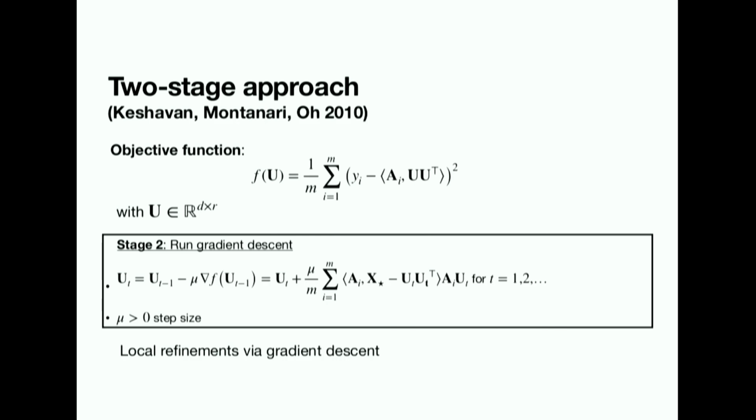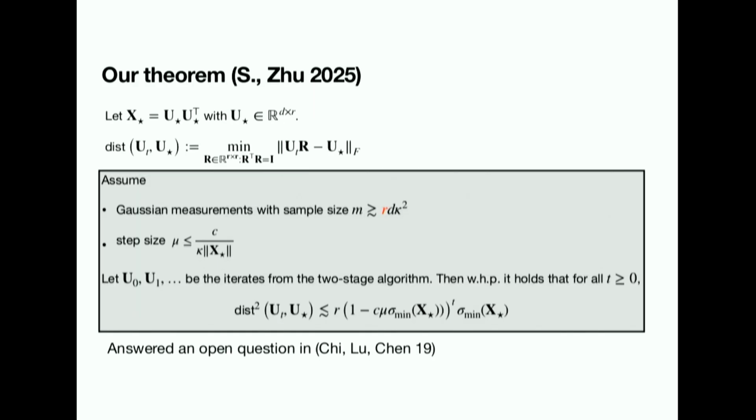The question is, can we improve the sample complexity? And the answer in our paper is yes, we can get rid of this additional R factor. So what's the theorem? We have the ground truth matrix X star, which, because it's rank R, I write as U star U star transposed. Of course, I can only recover U star up to some rotation, so I need to introduce some notion of distance where I take the minimum modulo the rotation.